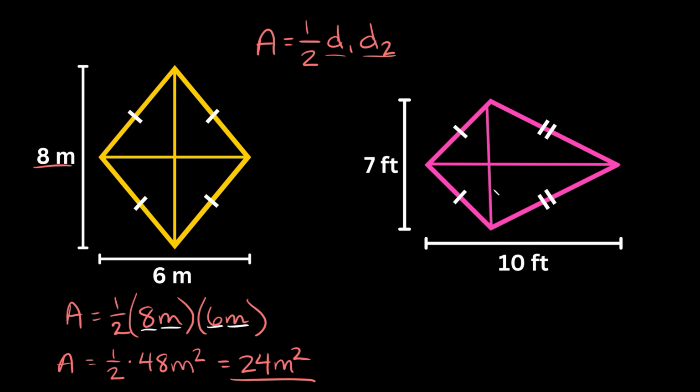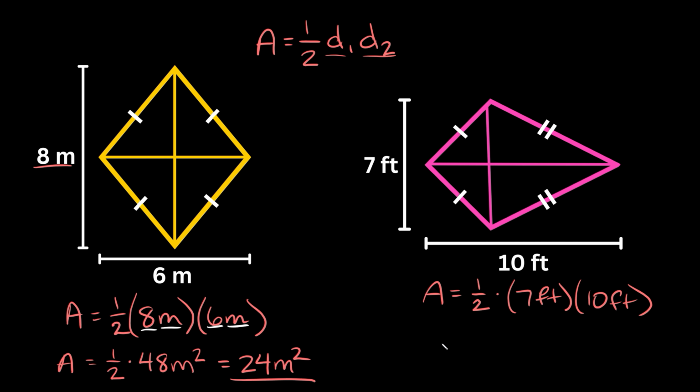Now let's try it with this kite. Again, we're going to use the same formula: the area is equal to 1/2 times the length of the diagonals. This diagonal right here is 7 feet, so we'll write 7 feet right there. And then this long diagonal is given as 10 feet.